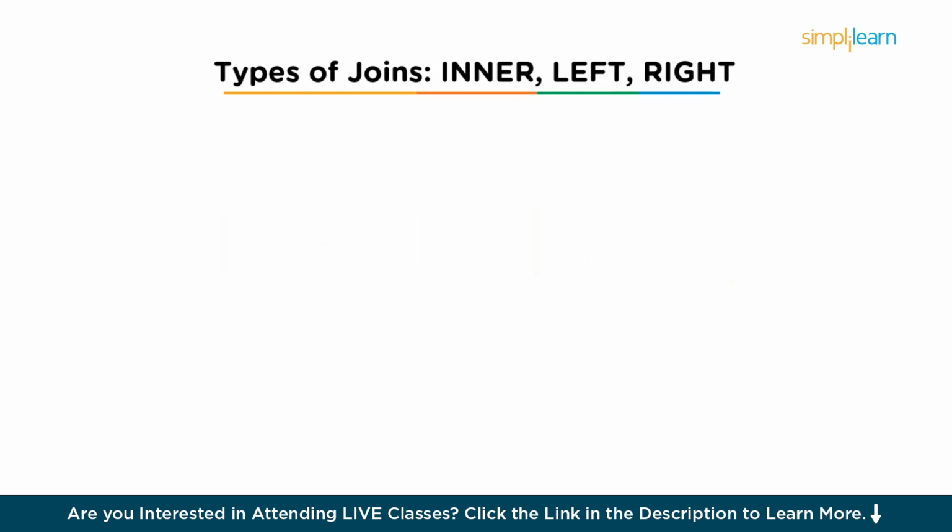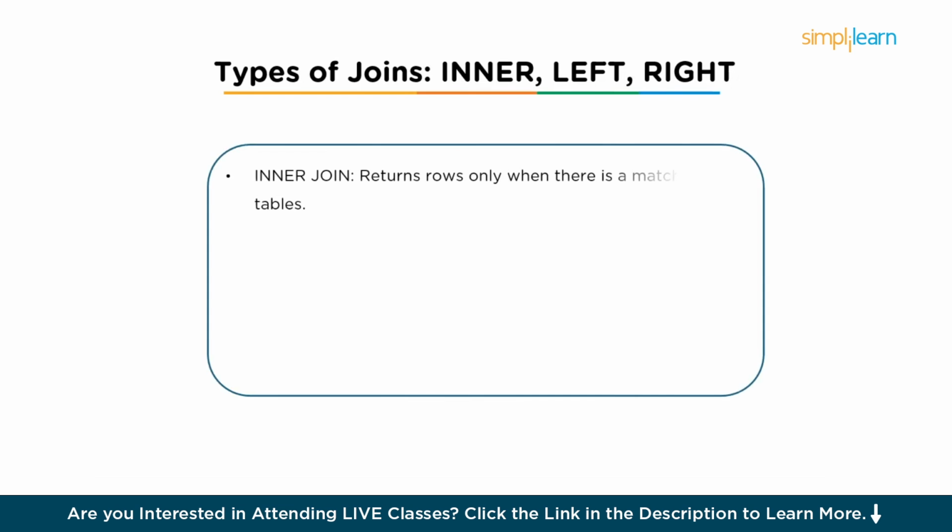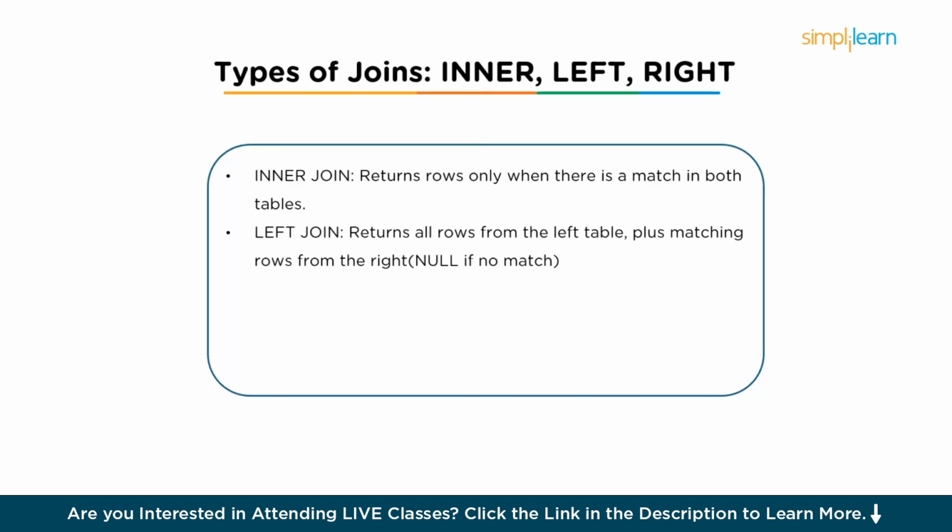Now let's explore the most frequently used types of SQL joins. The inner join is the most fundamental and acts like an intersection. It returns only the rows where there are matching values in the specified join columns in both of the tables being joined. If a record in one table doesn't have a corresponding match in the other, it is simply excluded from the result.